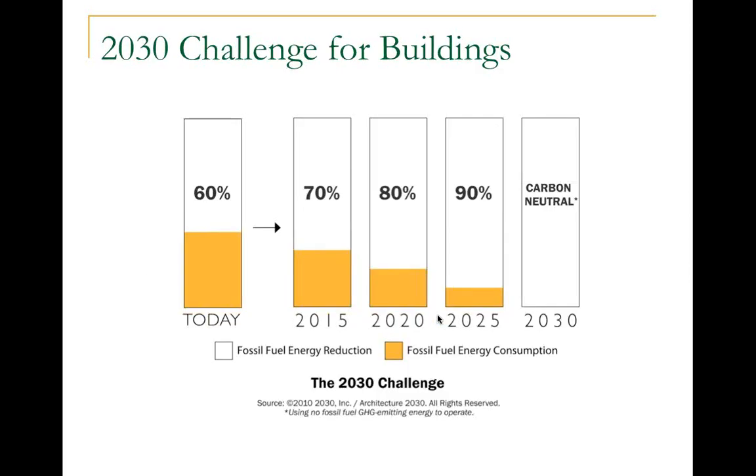So the 2030 Challenge for buildings, as I mentioned: when you're designing a building today, Ed Mazria says to design it to be 60% more energy efficient, more carbon efficient, than the standard building, and by 2015, 70%, 2020, 80%, and so on until 2030, when every building that is designed should be carbon neutral. And that's the challenge. It is happening today, and many projects are achieving this. Not most, but many.